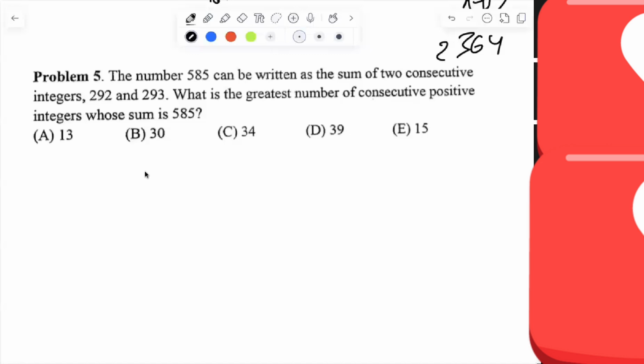Guys, so let's get started with this question. So basically, we want the greatest number of consecutive positive integers that sum up to 585. So we're not going negative or below zero. We're just going to take the case where it's above zero. All right. So what can we do? Well, first things first, I would like to first try to see the factors of 585, like I said before.